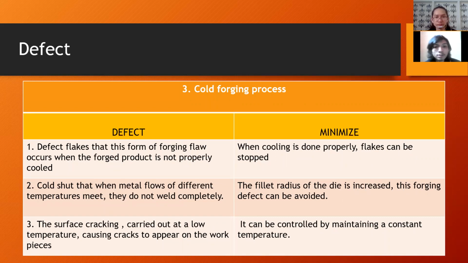For defects in the cold forging process. First, flex, this form of forging flaw occurs when the forged product is not properly cooled. When cooling is done properly, flex can be stopped. Then, cold shut, when the metal flows at different temperatures meet, they do not weld completely. If the fillet radius of the die is increased, this forging defect can be avoided.